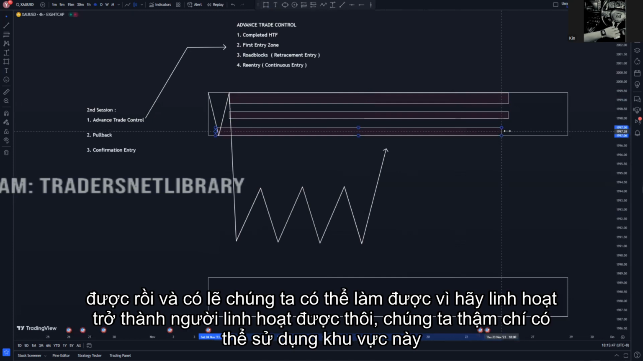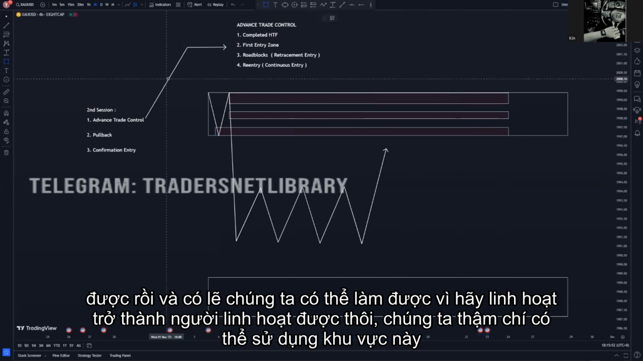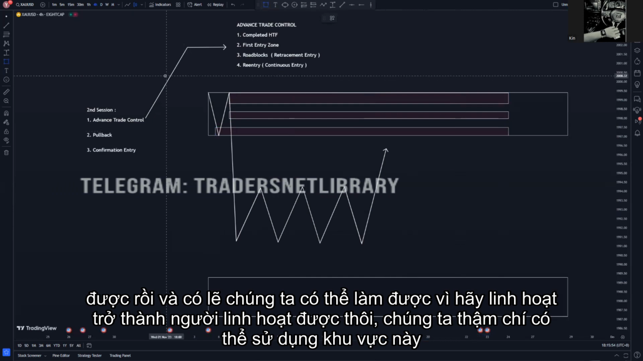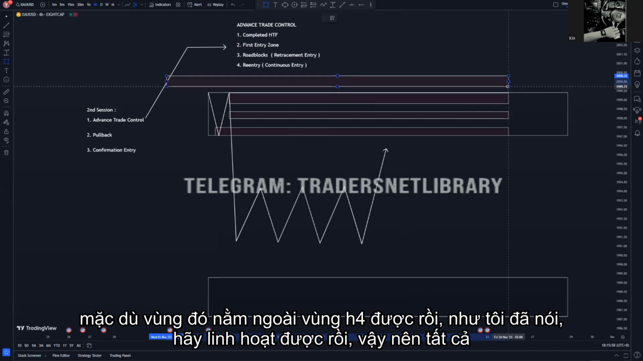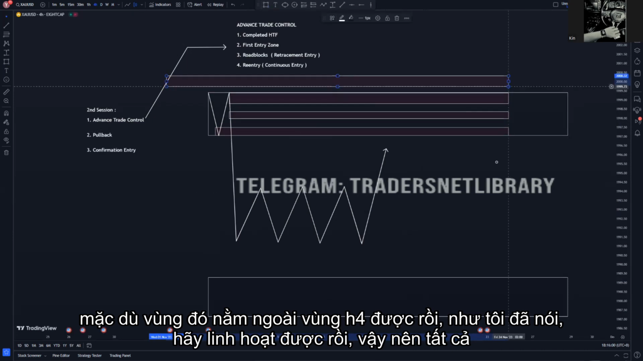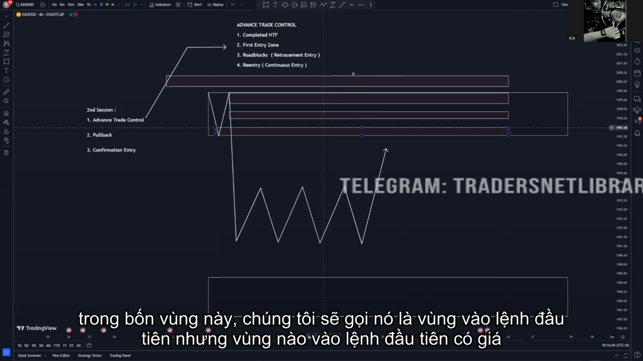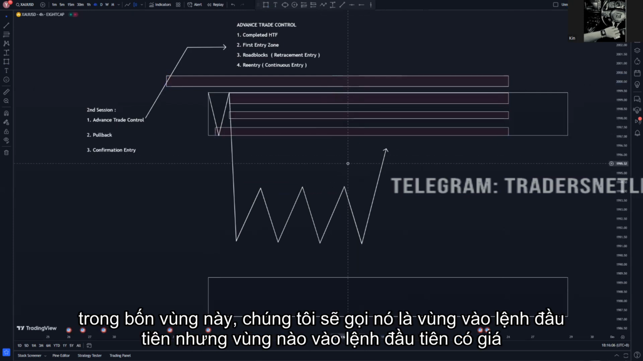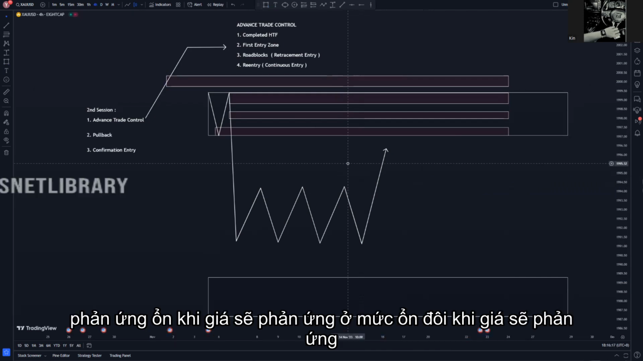Like this, all right? And maybe, because we want to be flexible, we can use a zone even though that zone is outside the H4 zones. Like I said, be flexible. So all of these four zones, we will call our first entry zone. But which first entry is the price going to respect? The answer is, it depends on where the price is going to react.